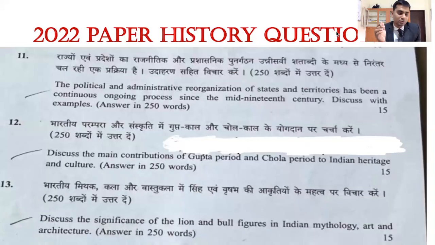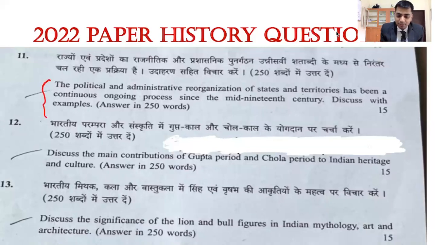Look at the 15 marker questions. 3 15 marker questions were asked here. 11, 12, 13. The 11th one: the political and administrative reorganization of states and territories has been a continuous ongoing process since the mid 19th century. Discuss with examples.